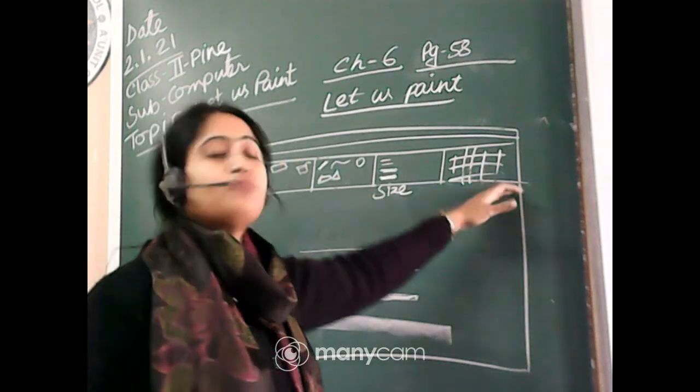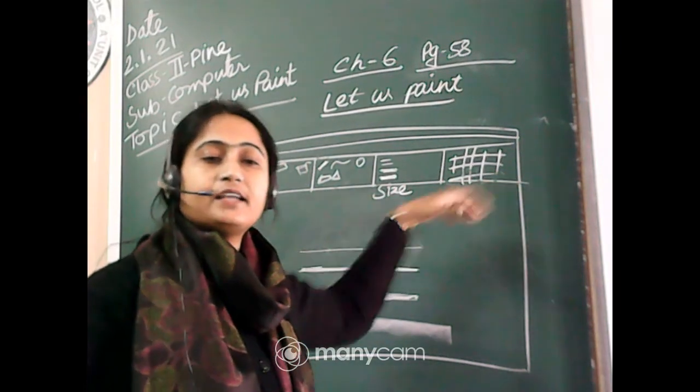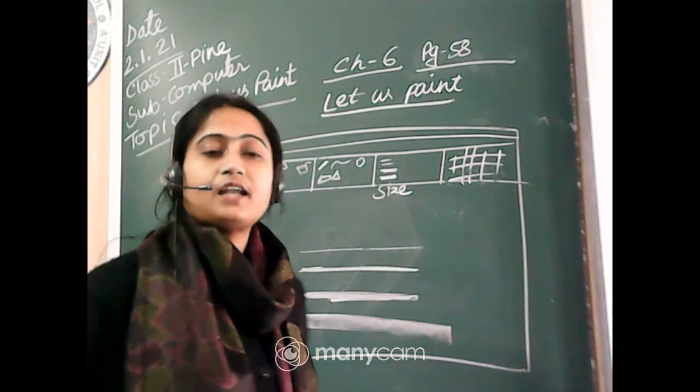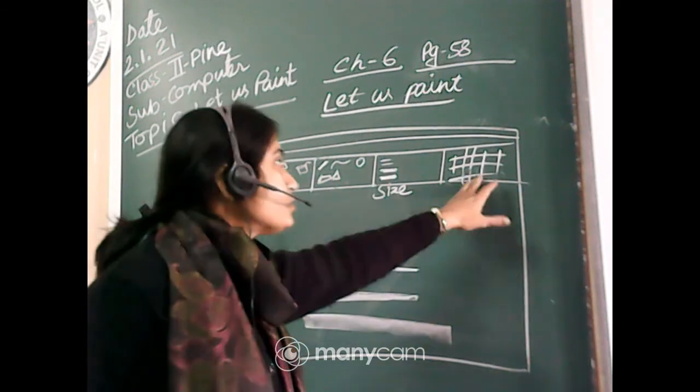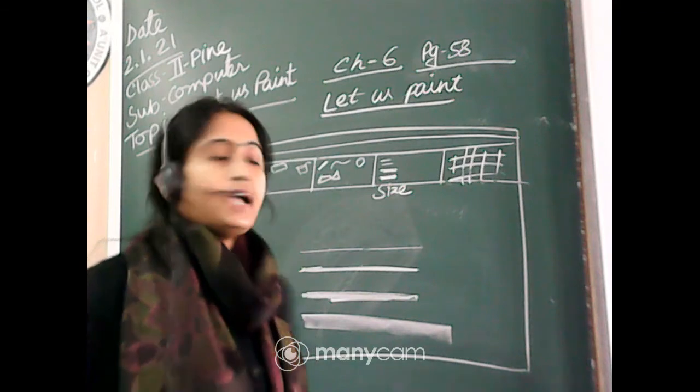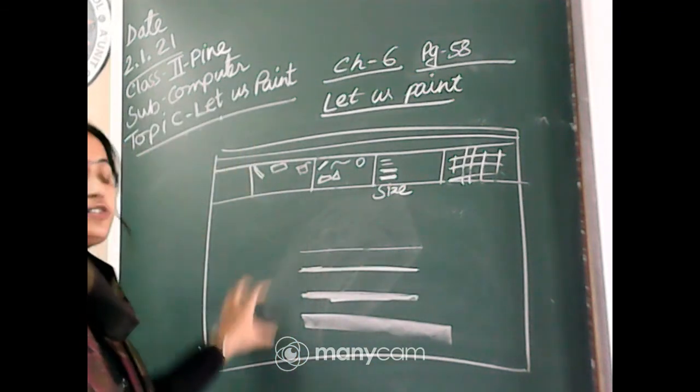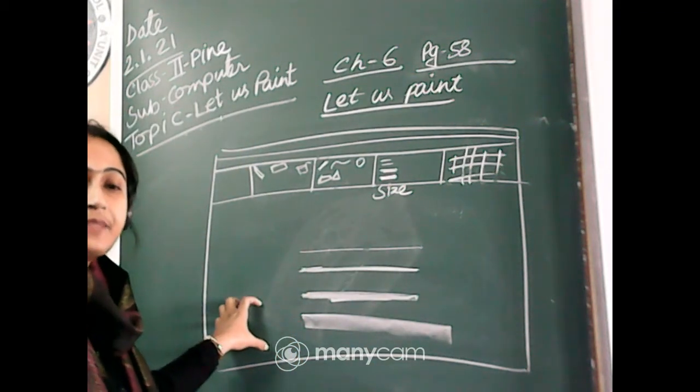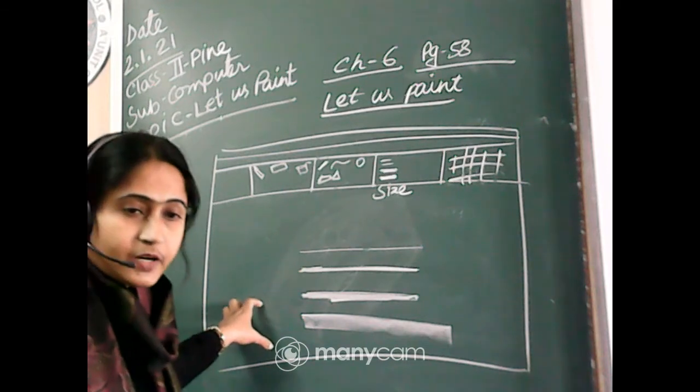And then if you want to apply color, any colored line, then choose the color from the colors group, and then bring your mouse pointer on the drawing area.